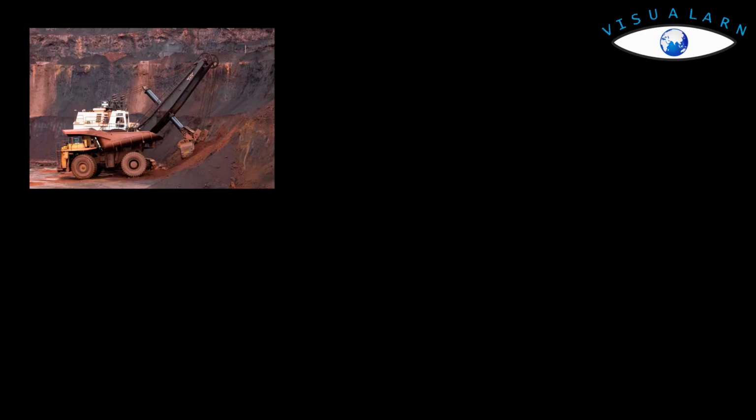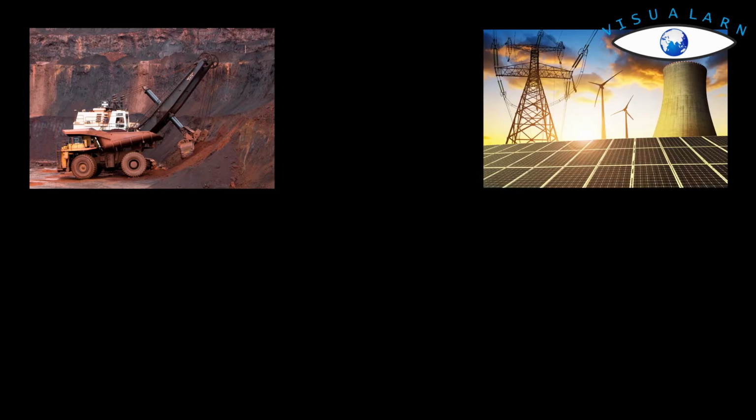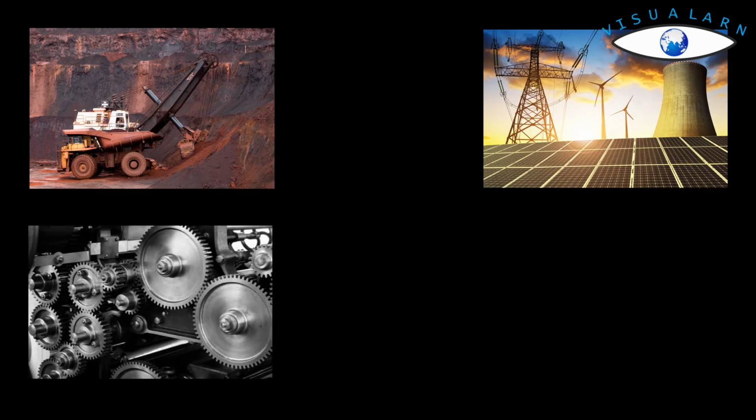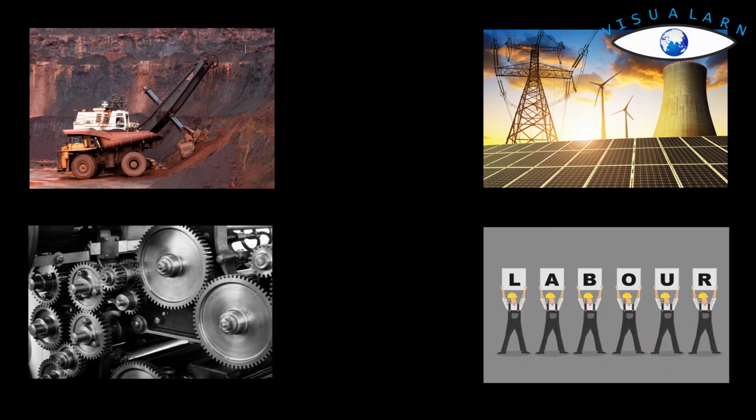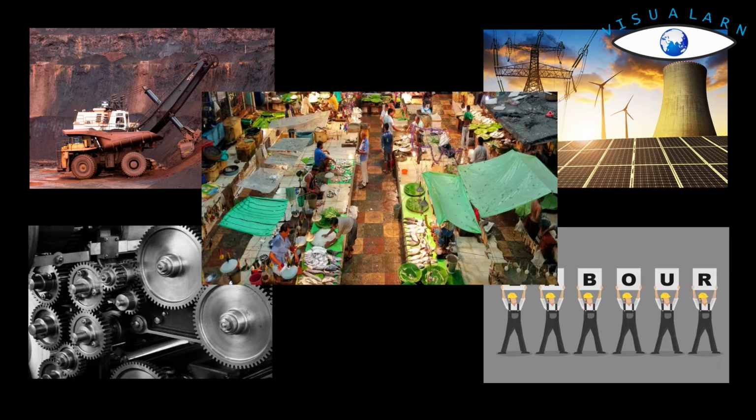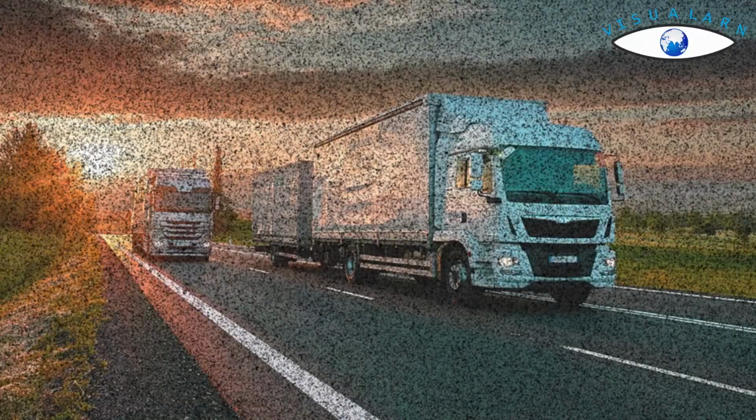A modern manufacturing industry requires many things. It must collect raw materials and power resources to produce things. It requires finance, machinery, and labor to keep its production running. It requires a market to sell its product, and above all, it requires transport facilities.